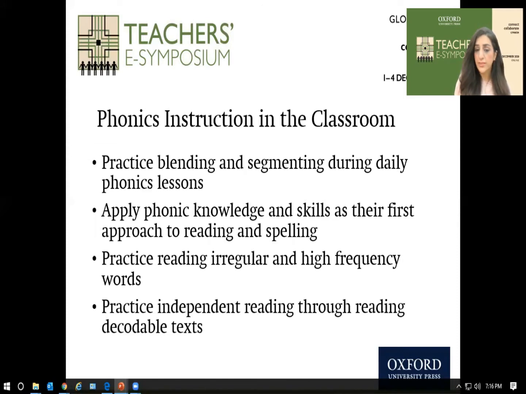Students also need to practice independent reading through decodable texts. And this also they need to do fairly early on, so that they can actually use their skills to read real books.